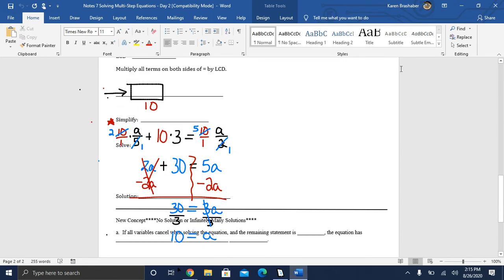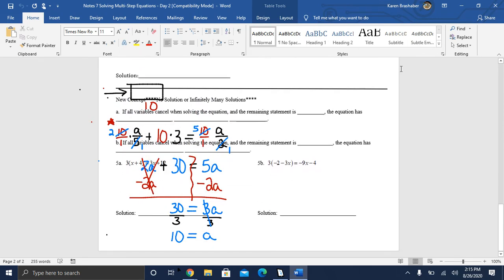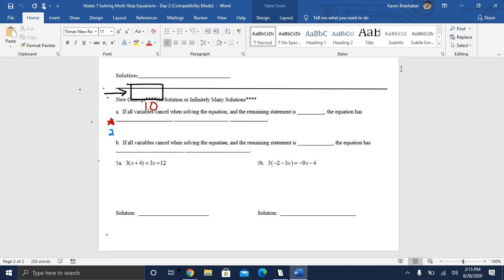If you'll look at the bottom example, we have a new concept that we would like for you to know about. Sometimes when you solve equations, there is something unusual that happens, and the result is that you either get an equation that has no solution or an equation that has infinitely many solutions. So your first statement there, if all the variables cancel when solving the equation, and the remaining statement is true, something like this: 0 equals 0, or 5 equals 5, then the equation has infinitely many solutions.